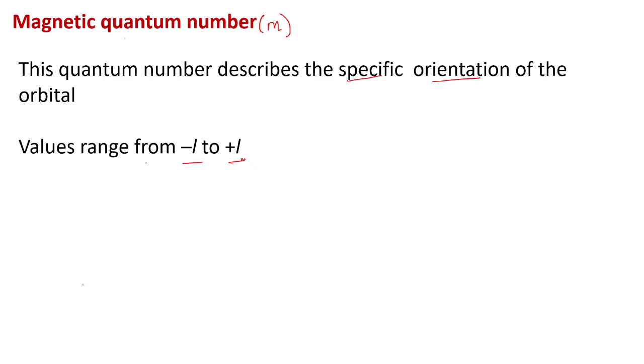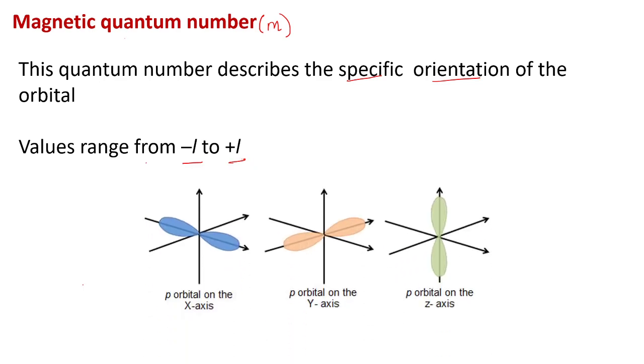So let's just take a look at that. Suppose we are talking about a p orbital, and this p orbital has l value of 1, right? S is 0 and p orbital is 1. Now the values that m can take are minus 1, 0 and plus 1. So if it is lying along the x-axis, we say m is equal to 0. If it is lying along the y-axis, we call it m is equal to 1, and z-axis would be minus 1. So this is about the magnetic quantum number.